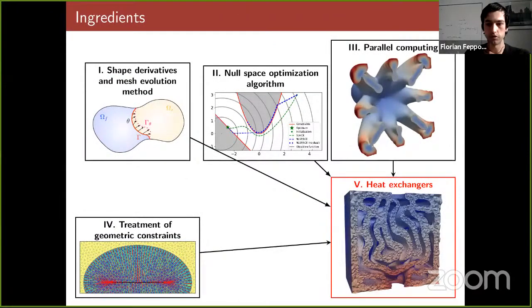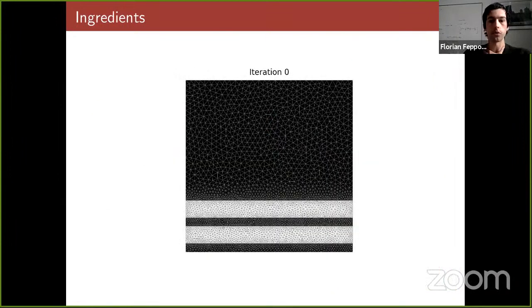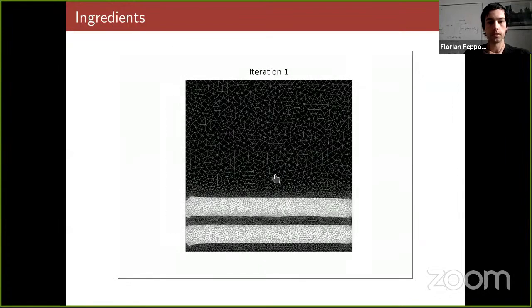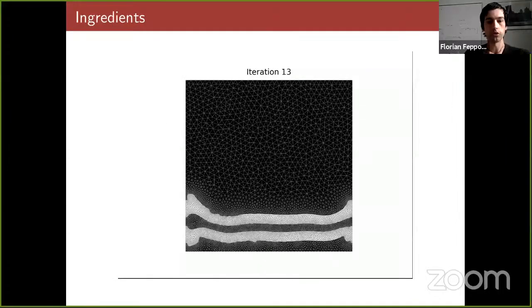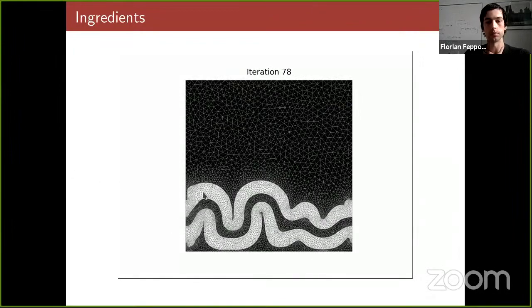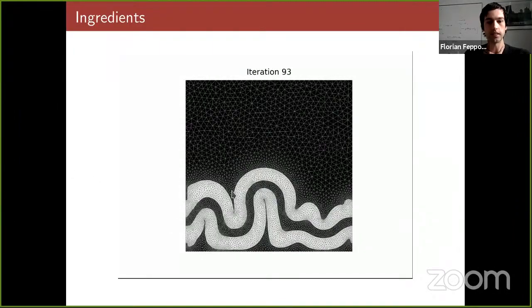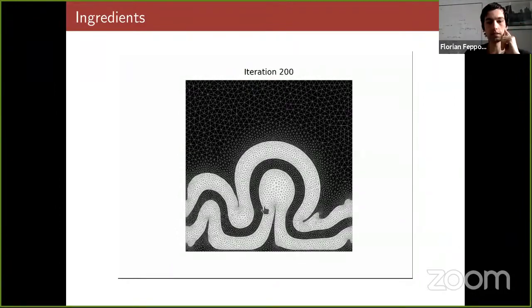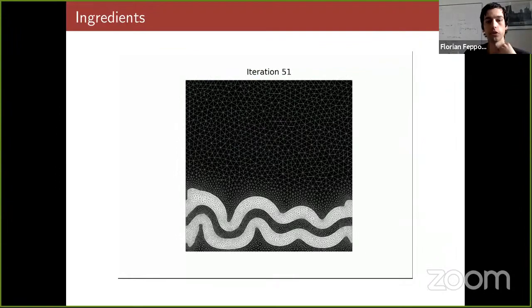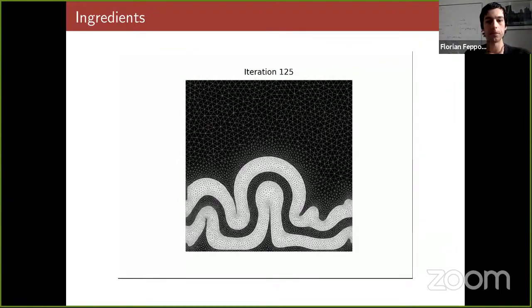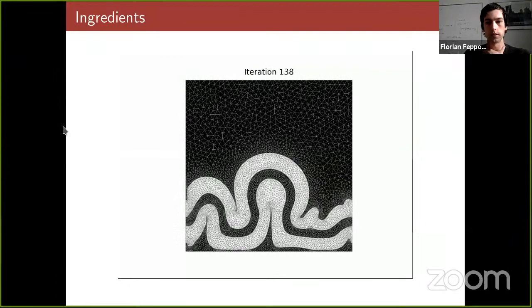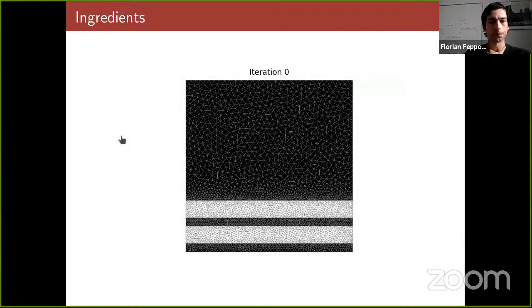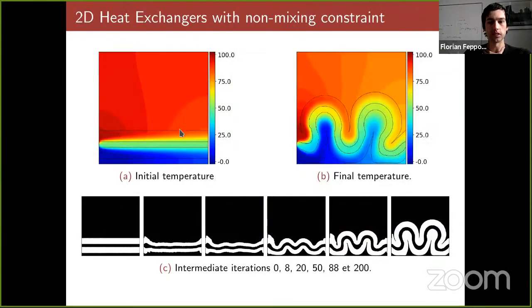Okay, so finally, I come to the results. We solved the problem in 2D first. We consider two tubes, and this is a counter flow problem. We see that the design is making serpentine channels, and so we retrieve results which were analogous to the seminal thesis from Papazoglou, which is one of the first works on heat exchangers. So these are some pictures of the design.